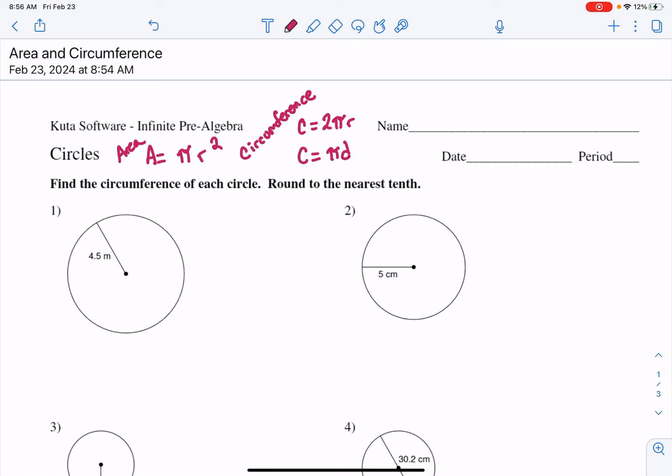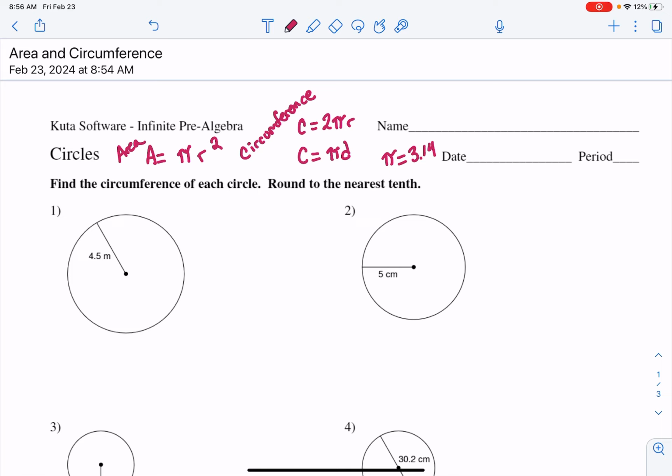Now we also need to remember that this pi symbol, we're going to say that equals 3.14. Okay, now we know that it's actually a number that goes on forever, but we're rounding it to 3.14 today.